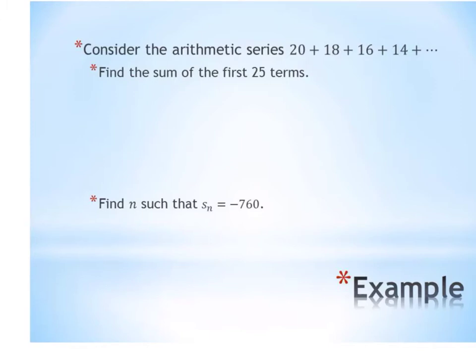So consider the arithmetic series 20, 18, 16, 14, etc. We want to find the sum of the first 25 terms. Well, to use the equation you just wrote down, let me write it down again: n times a sub 1 plus a sub n, over 2. Those are a's, so sorry. I know you're probably going, but I wrote down a's.